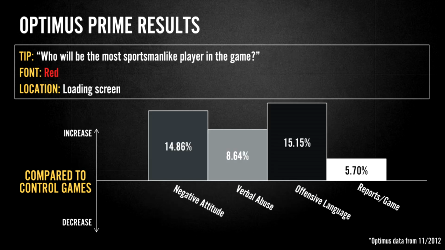And lastly, and ironically, when the question, who will be the most sportsmanlike, was shown in red, toxic behavior actually increased. These social experiments within League of Legends show how most people aren't inherently toxic, how reprimandment causes change in human behavior, and how color can affect how a message is responded to.